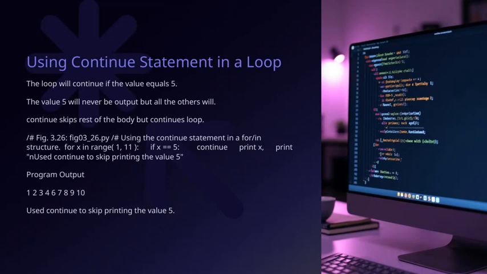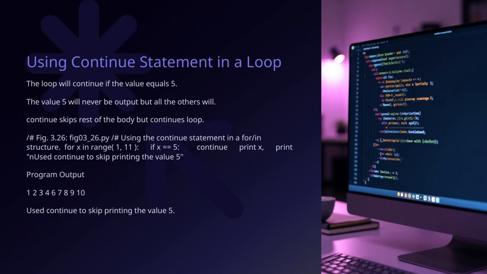Let's take a look at how the continue statement works within a loop. In this example, the loop runs through numbers 1 to 10. The key point here is that when the value of x equals 5, the continue statement kicks in. This means the loop skips the rest of the code inside the loop body for that iteration and immediately proceeds to the next number. So, what does that mean in practice?